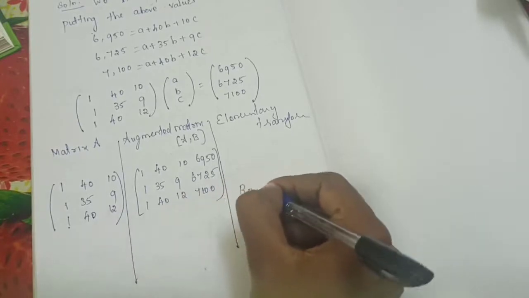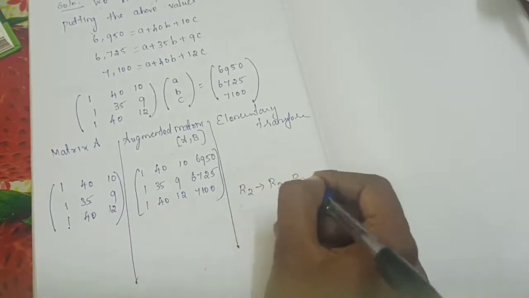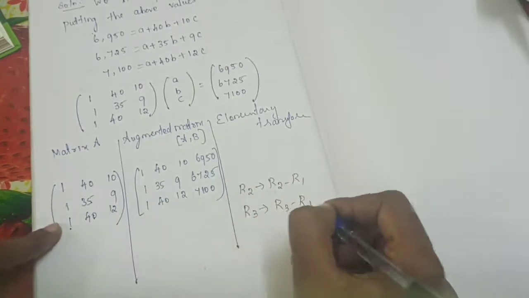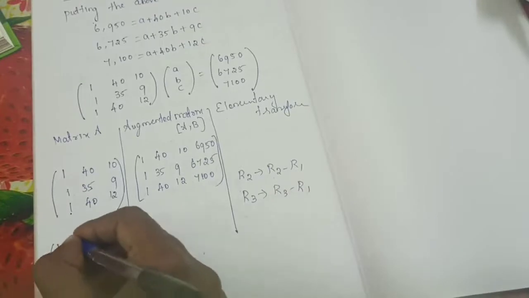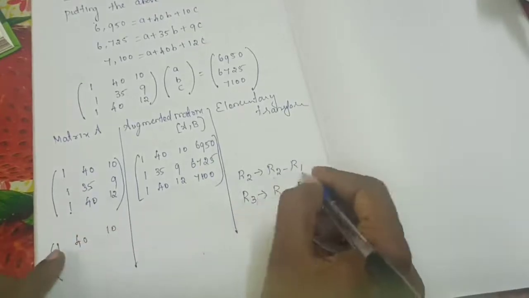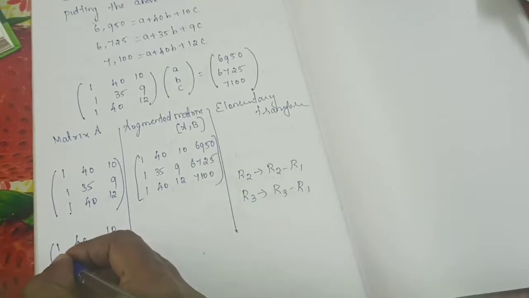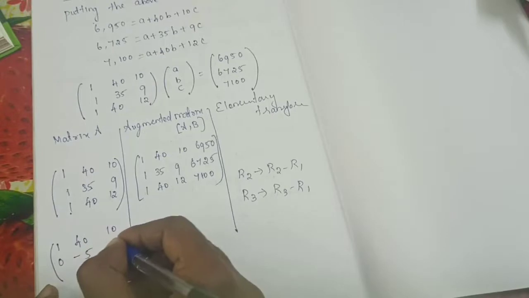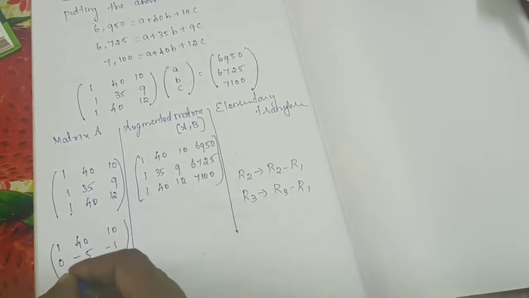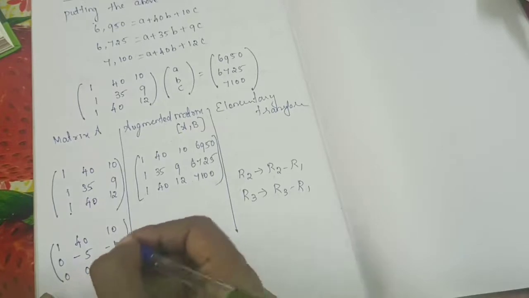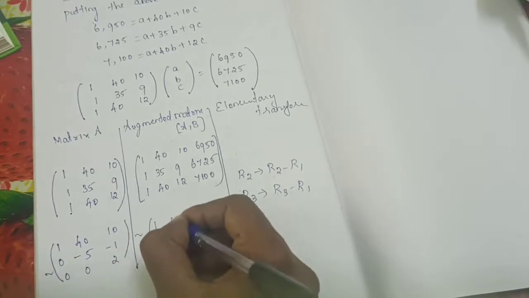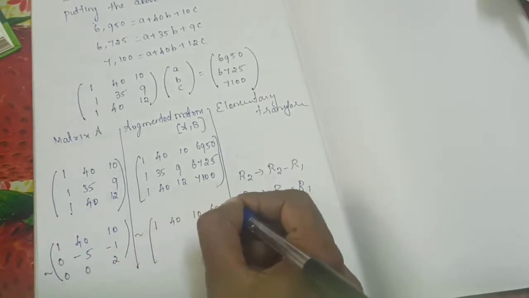So first I am going to change R2 as R2 minus R1. Same as this one, you need to make a 0 for that, R3 minus R1. Okay. So what will happen? 1, 40, 10, then R2 minus R1: 1 minus 1 is 0, 35 minus 40 is minus 5, then 9 minus 10 is minus 1. So same as R3: 0, then 40 minus 40 is 0, then 12 minus 10 is 2. So we get 1, 40, 10, 6950.